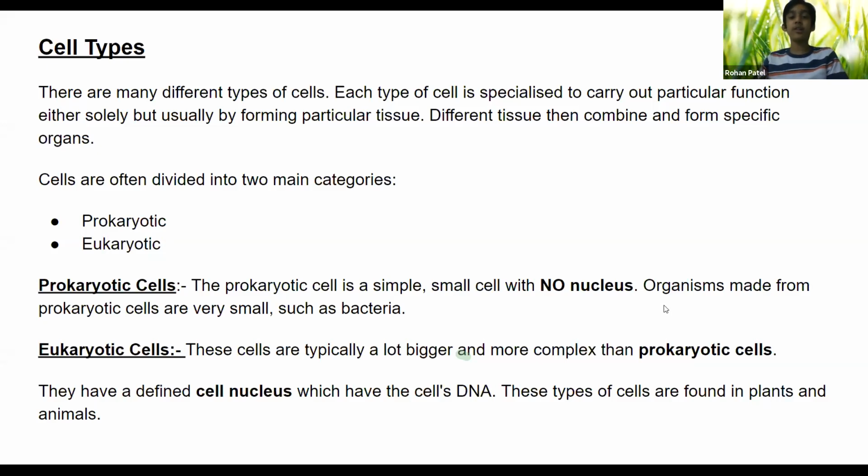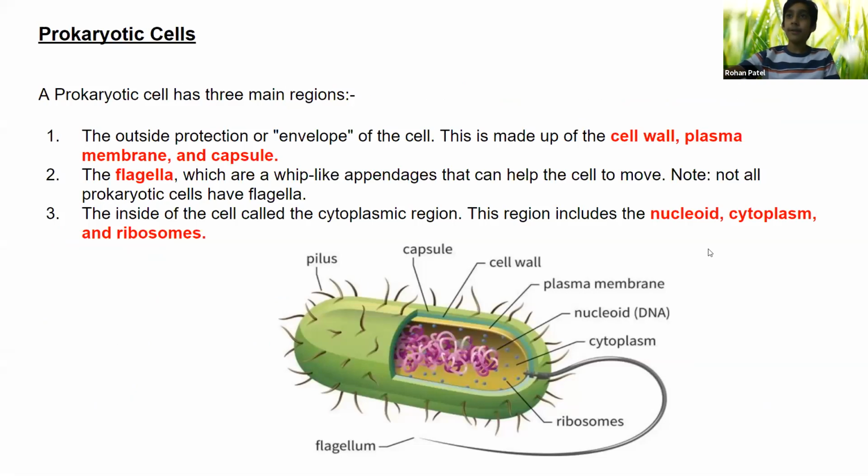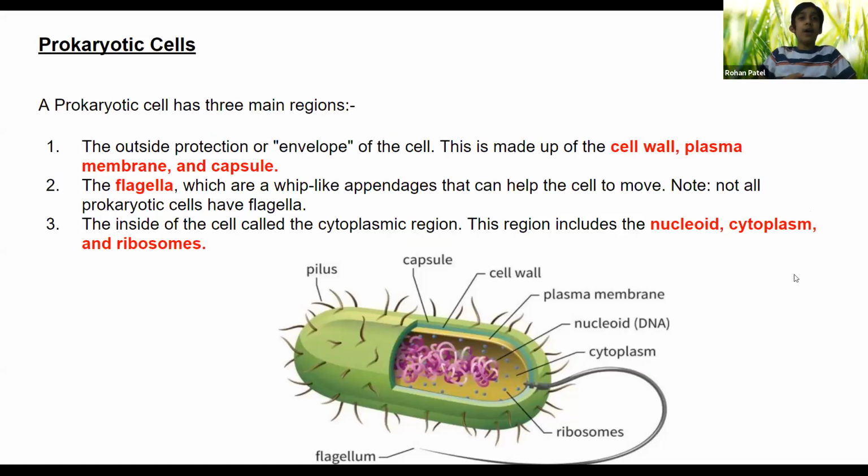So if eukaryotic cells have a nucleus, then prokaryotic cells do not have nuclei. But where does it store its chromosomes? Well, it doesn't have to store it in a nucleus for prokaryotic cells. So I'll talk about that in a little bit. But prokaryotic cells have three main regions. The outside protection or envelope of the cell is made up of the cell wall, plasma membrane, and capsule. The flagella, which are like whip-like appendages that can help the cell to move. So not all prokaryotic cells have a flagella.